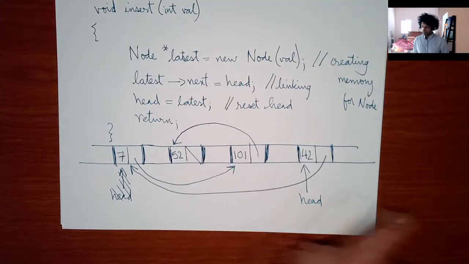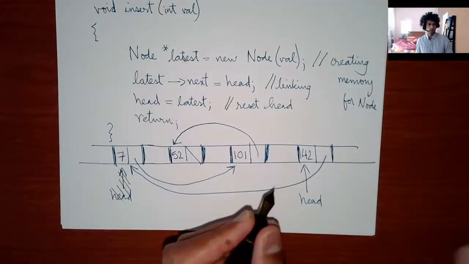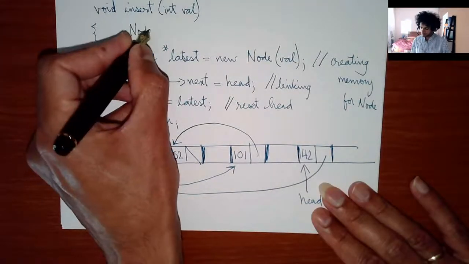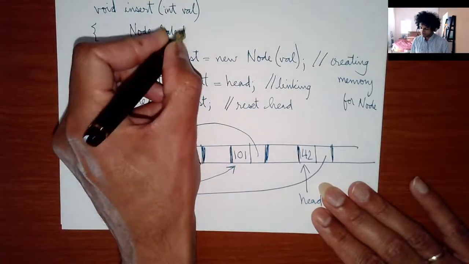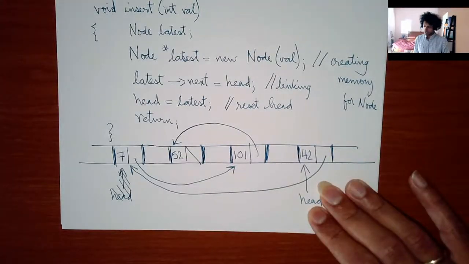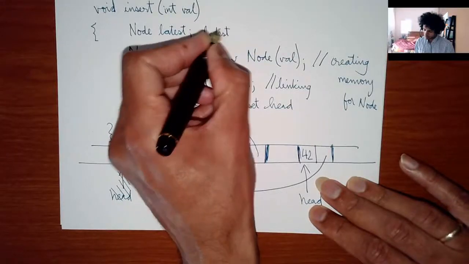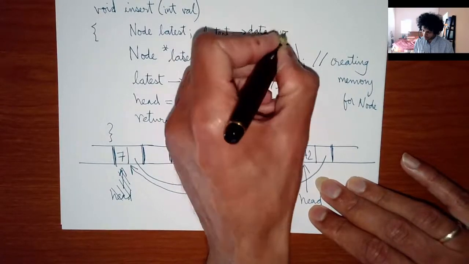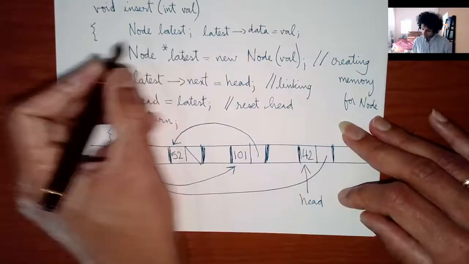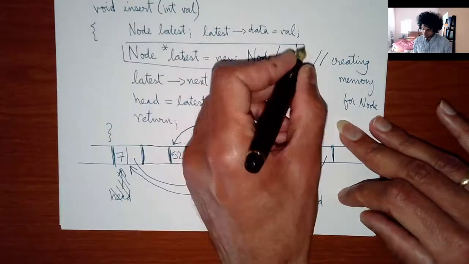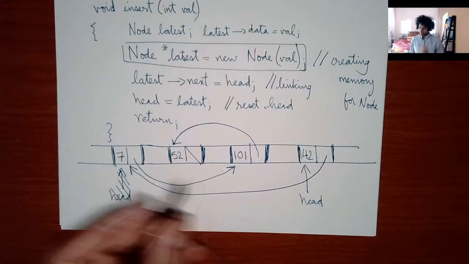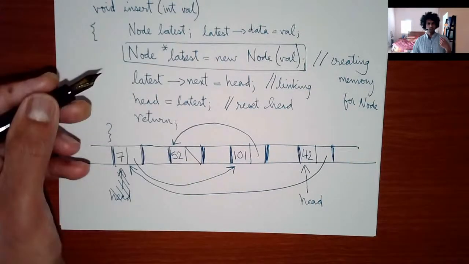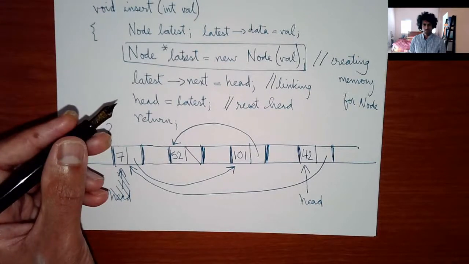If you simply did this, actually this is a point worth emphasizing. Suppose I did this, and I'll just do latest arrow data equal to value. Actually, this is a good point. Suppose I did this instead of that. And I should put latest dot next is equal to head, and head would be like ampersand latest. You can change this to set this thing up. Does that make sense? This would be what you're saying.